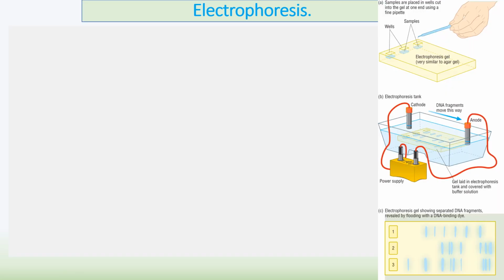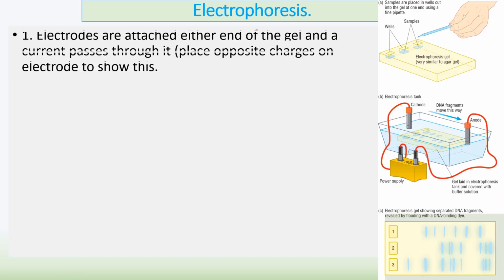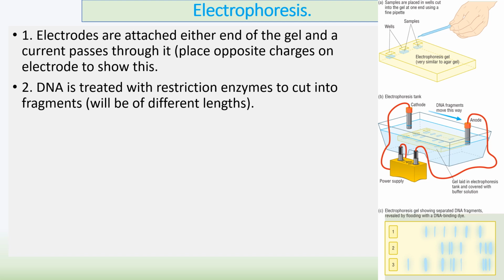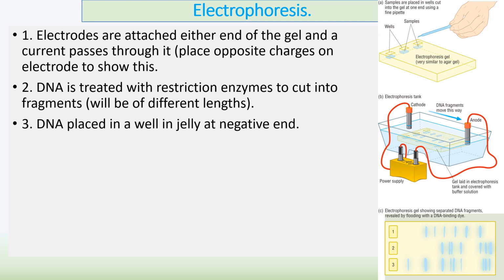So how does this work? Well, at one end we have wells dug into it. We have electrodes at either end of the sample. One will have a positive charge, one will have a negative charge. The DNA is treated with an enzyme to cut it up, and then it's placed in a well at the negative end. And this is because DNA has a positive charge, so it will move away from the negative end towards the positive end.